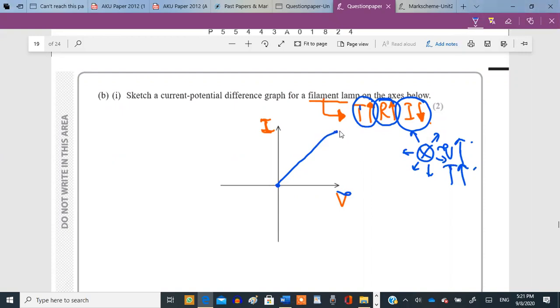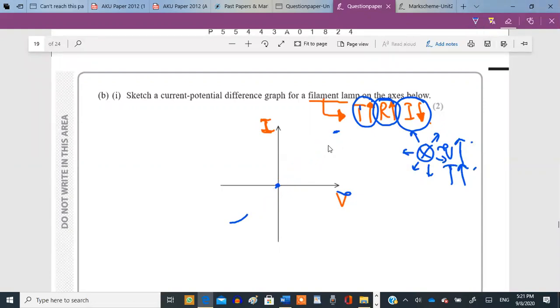Then this was for the positive axis. What about the negative side? On the negative side, as the voltage increases, current increases in the negative direction. But then the graph again would start becoming parallel to the voltage axis. So this is how the graph would look. Why become parallel to the voltage axis? Because the current would then not increase as fast as the voltage because of the increase in resistance. The increase in current would become slower. So that's why it would start curving towards the voltage axis.